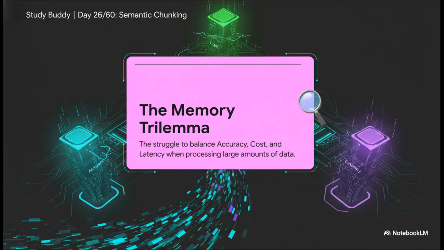Now this overload, it forces you into a really tough spot. We call it the Memory Trilemma. It's this constant, frustrating battle to balance three things you absolutely need. You want perfect accuracy, you want super low cost, and you want lightning-fast speed or latency. The big problem? They're always fighting each other.